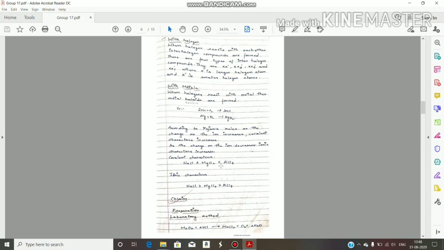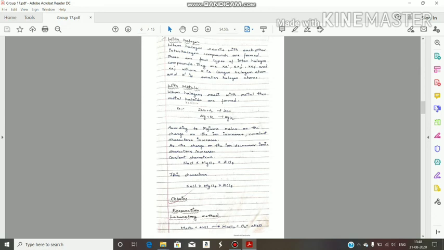Why? Because in AlCl3, Al has plus 3. In MgCl2, Mg has plus 2. In NaCl, Na has plus 1. So as the charge on the ion increases, covalent character increases. So AlCl3 is more covalent compared to MgCl2, which is more covalent compared to NaCl. But in case of ionic character, it is exactly opposite, because the condition for ionic character is that as the charge on the ion decreases, ionic character increases. In NaCl, Na has plus 1, MgCl2, Mg has plus 2, AlCl3, Al has plus 3.